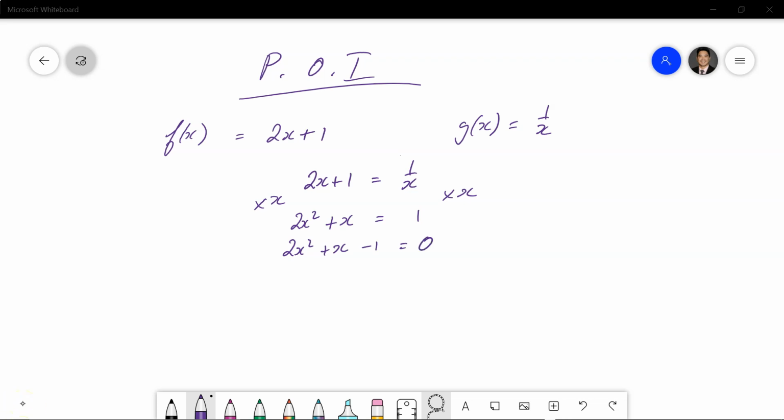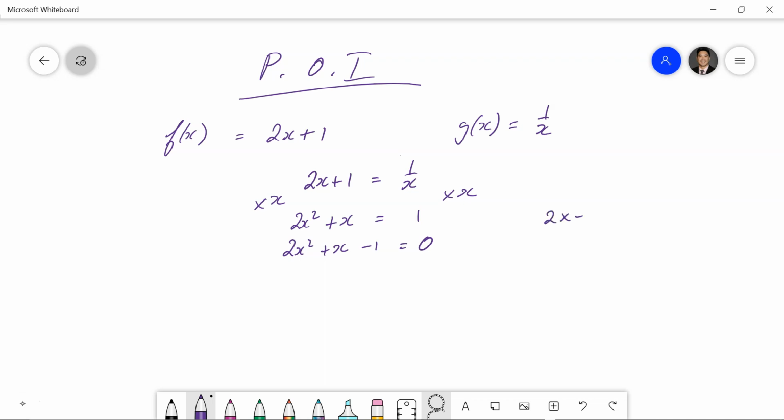From here, we're going to factorize and solve. So let's say this is a non-monic expression. So 2 times minus 1 is minus 2. That's our a times c. Factors of minus 2 that add up to 1 is positive 2 and minus 1. So we'll have 2x squared plus 2x minus x minus 1.